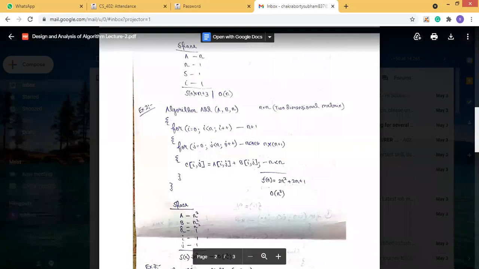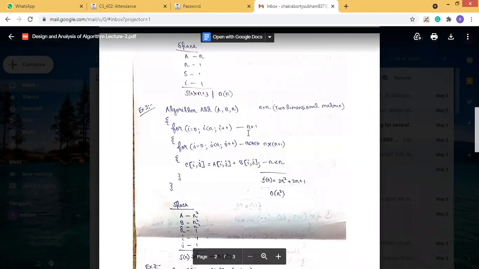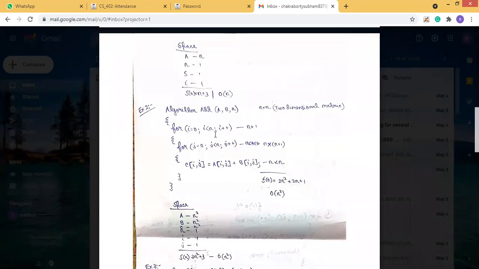Next example, I have taken a two-dimensional matrix, and in this algorithm we are performing the addition of two-dimensional matrices. Here the algorithm is Add(A, B, N). That means there are two n cross n matrices, A is a two-dimensional matrix, B is a two-dimensional matrix, and n is the size. So n cross n. And in this algorithm we are performing addition of two-dimensional matrices.